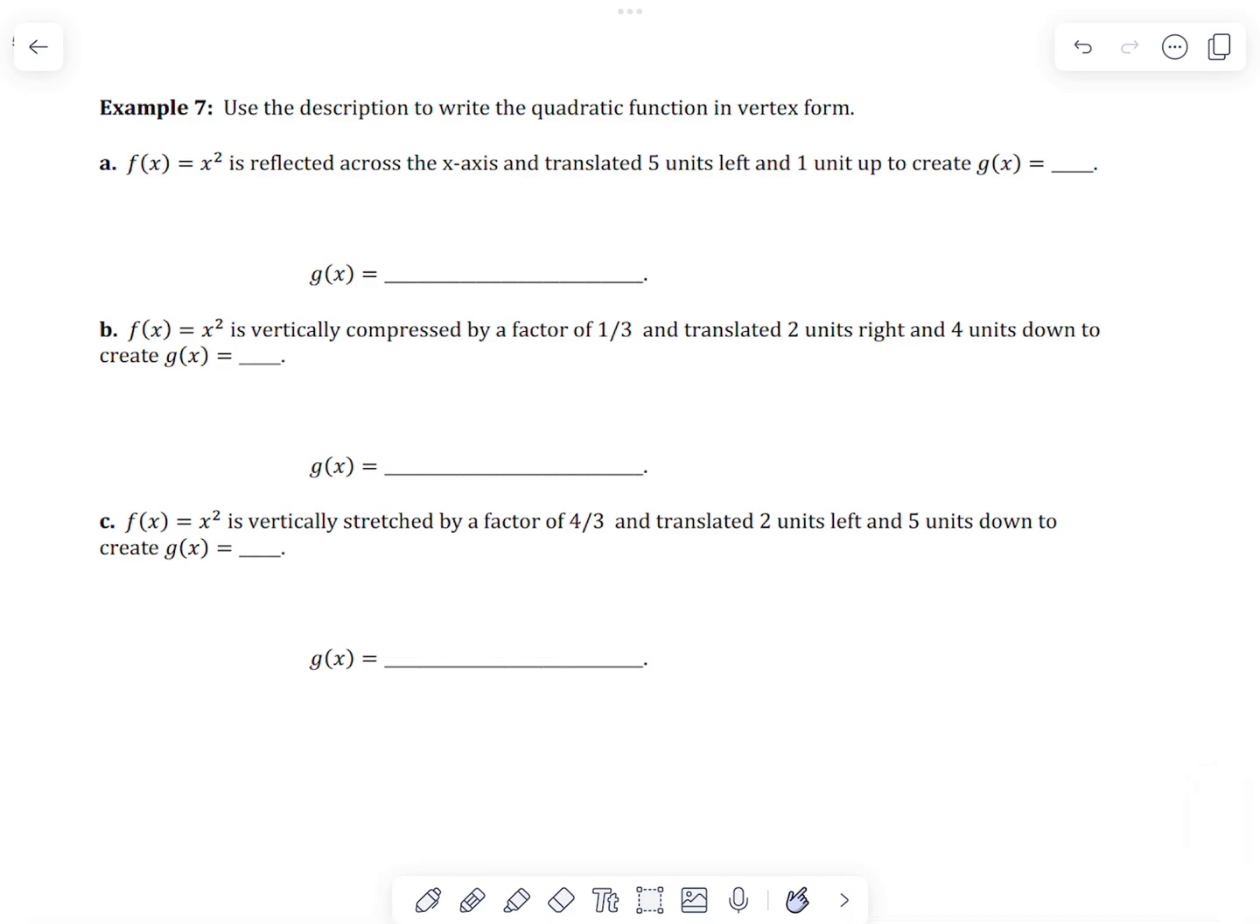Example 7, use the description to write the quadratic function in vertex form. So what we're giving you first is the parent. And then we have some transformations. So the first transformation is it's reflected about the x-axis. So that is going to be a negative in front of the function.